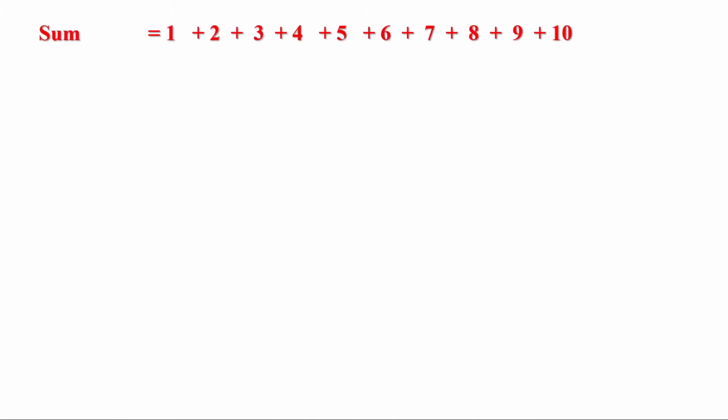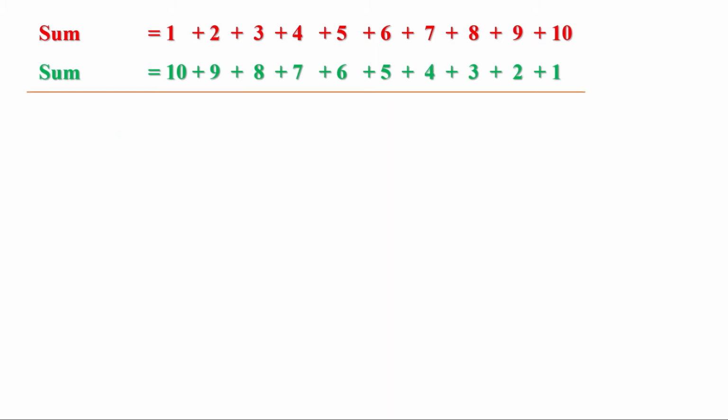Now let us do what we have done now using numbers. The sum is 1 plus 2 plus 3 plus up to 10. Now let us write it in reverse: 10 plus 9 plus up to 1. Now let us add it together. The sum is 11, this is also 11, this is also 11, the last is also 11.